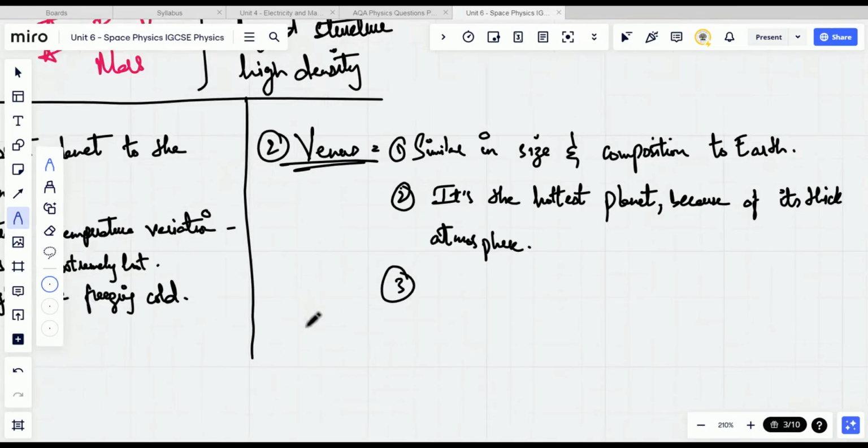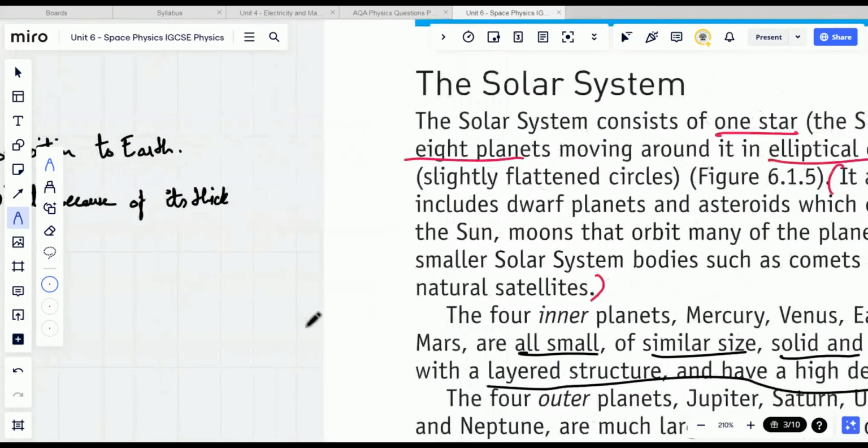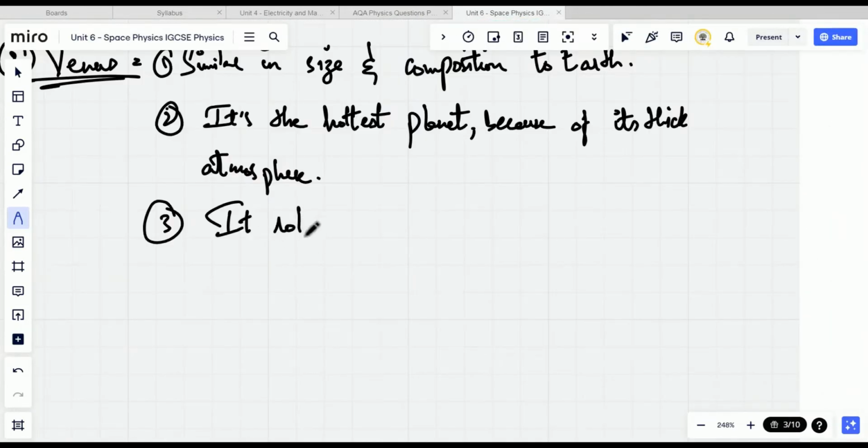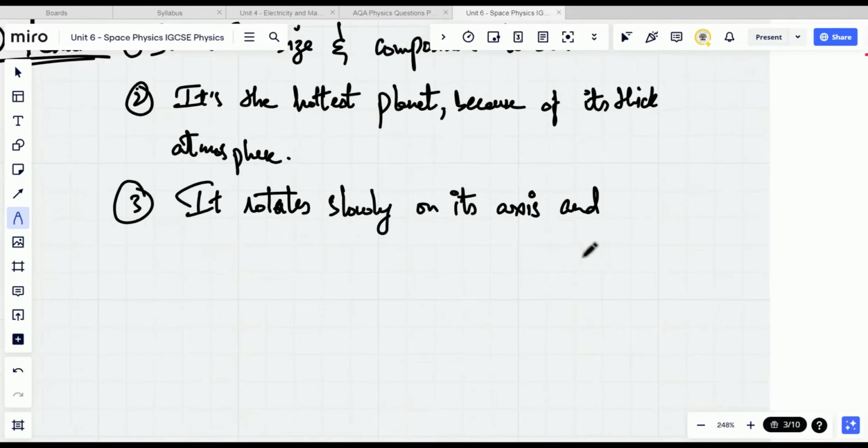What's the third point? I remember about the rotation. Its rotation is very slow. It rotates slowly on its axis. And the fascinating thing about this is that it rotates in the opposite direction.